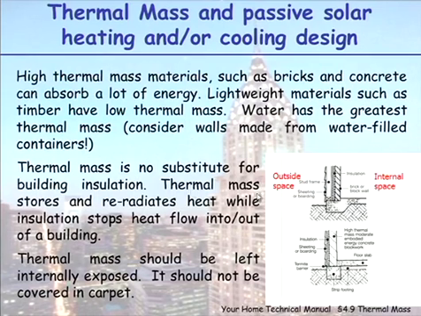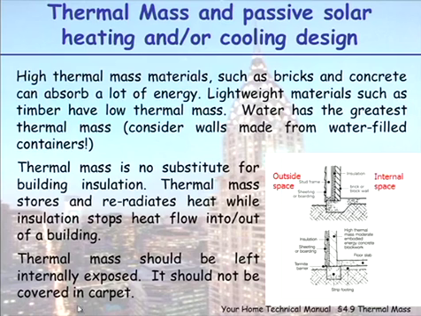Thermal mass stores and re-radiates heat, while insulation stops heat flow into and out of a building. So the best way to design a building, if you want to have a brick wall, is to have the brick wall on the inside of the building. On the outside, you have your insulation and your cladding, and it doesn't absorb the heat during the day. But on the inside, if you have your heaters on and your occupants in there, the building is warm, and the internal brick walls absorb that heat and then re-radiate it out at night. So thermal mass should be left internally exposed.